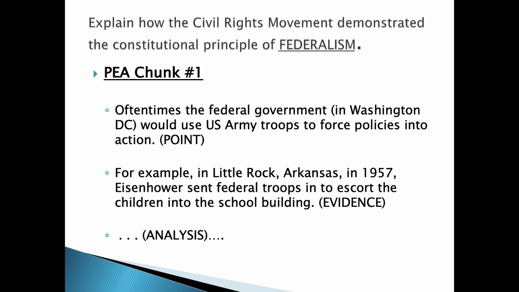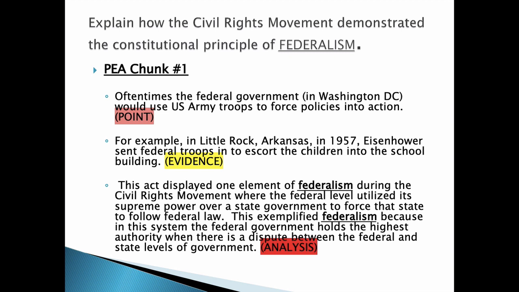But now we need to get to the analysis. It is not just we included a piece of evidence and we walk away. This is where we need to connect our evidence to two parts. Number one, that it was part of the civil rights movement, and two, how this evidence shows federalism. So here's the same slide again, but notice how our analysis section has been developed. Rather than just ending with evidence, we have to add that analysis section. And notice how it is developed to include references back to the term of federalism.